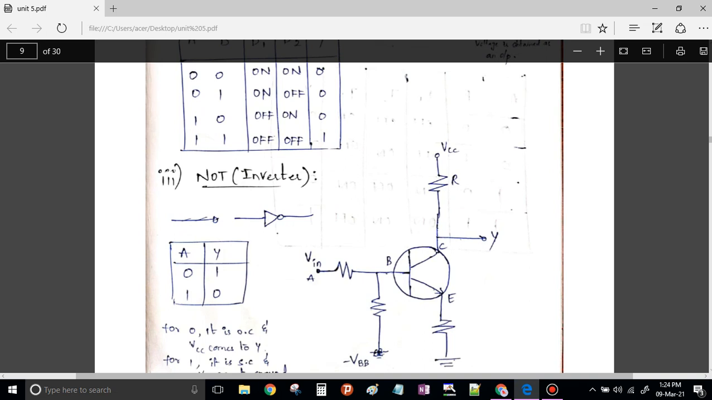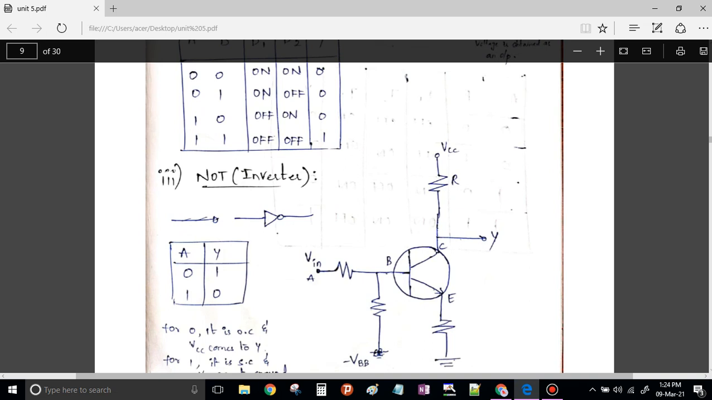Now let us say your A is 0. And moreover, you can focus here. Earlier in two cases I had taught you the diode realization. Now here we are going to see the transistor realization. Now in this case, we know that your transistor is nothing but two PN junction diodes back to back.